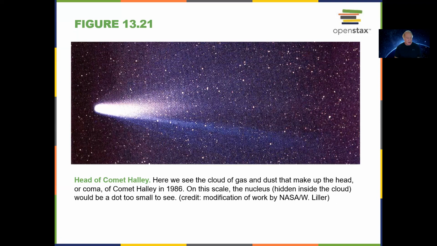Here's the head of Comet Halley, and here we see a cloud of dust and gas that makes up the head, or coma, of Comet Halley in 1986. On this scale, the nucleus hidden inside the cloud would be a dot too small to see.